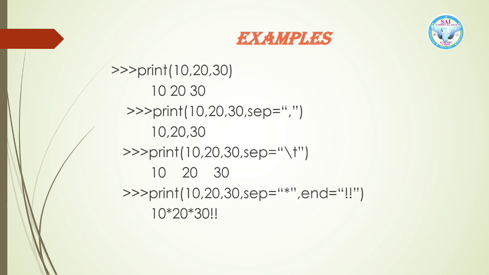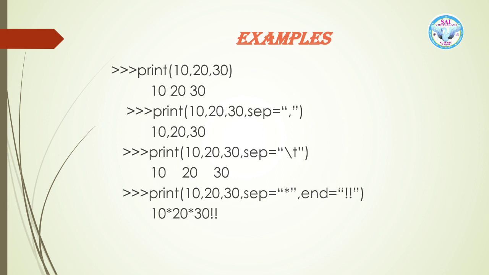In the next example, print 10, 20, 30, sep is equal to, within double quotation, a star. So in between 10, 20, 30, a star is printed. Sep means separator. That is, I want to print any character in between these values. I can give any character within double quotations. Sep is optional only. If you want, you can use it, otherwise you can leave it.